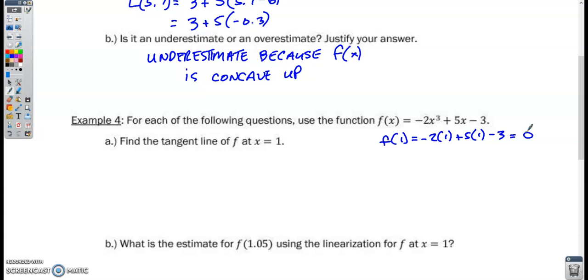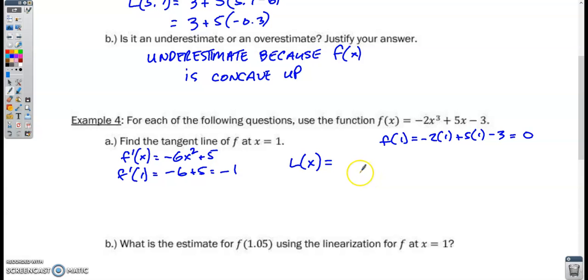Wow. And then I need the value of the derivative at 1 also. So I find the derivative, f prime of x is negative 6x squared plus 5. So f prime of 1 is equal to negative 6 plus 5, or negative 1. And so now my linearization is equal to the y-coordinate of the function, which is 0, plus the derivative at 1 times x minus the x-coordinate of the function. And so this is my linearization or tangent line to the curve.